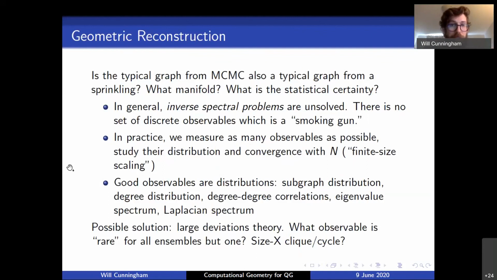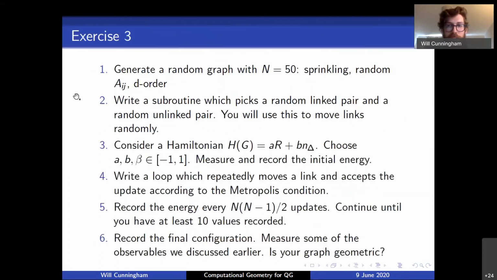So the last bit that I wanted to mention in exercise 3 is basically just do what we did in the previous exercises, except now you're constructing some Hamiltonian of your favorite graph observables. It can really be anything. And you end up with some coefficients that you're free to choose, some temperature parameter, and you can use this to do some Monte Carlo simulation and figure out, do you end up with geometric graphs? Do you end up with an interesting phase transition?